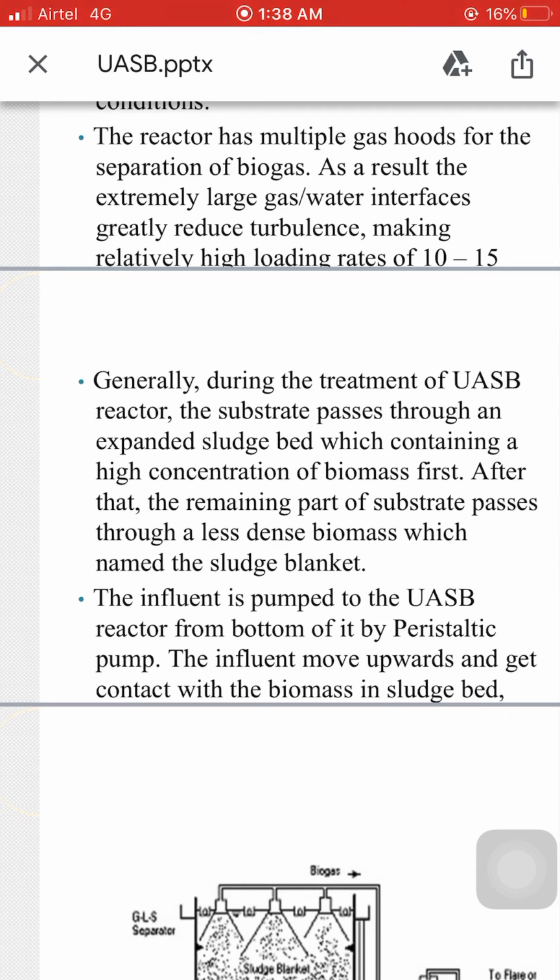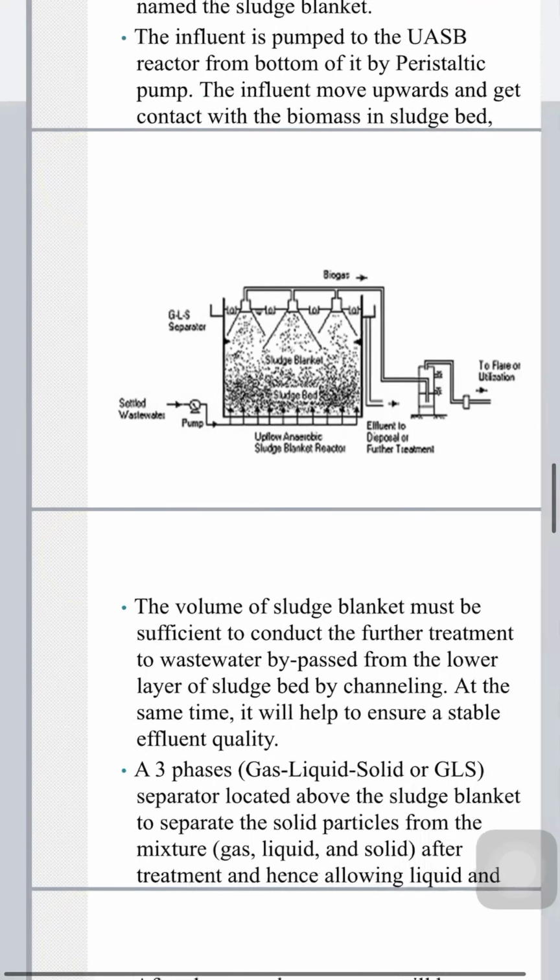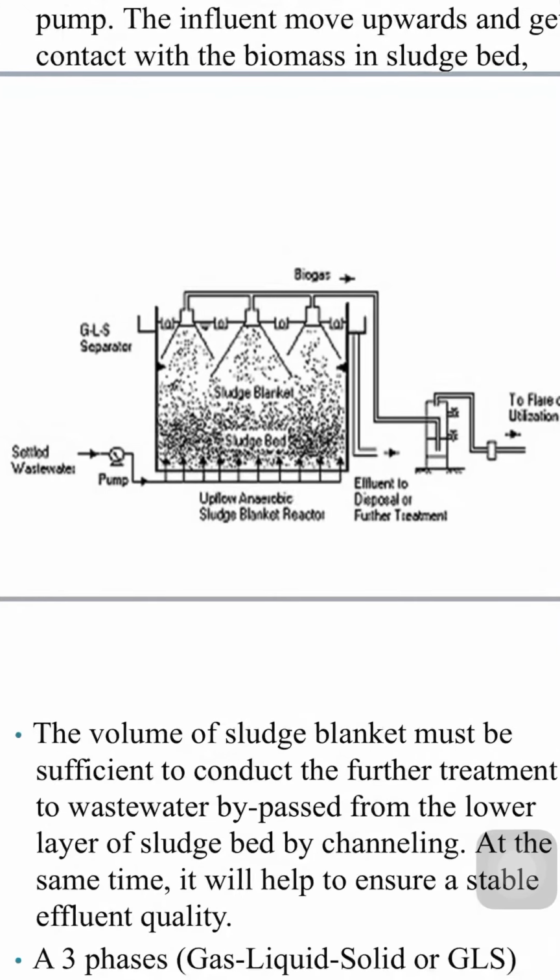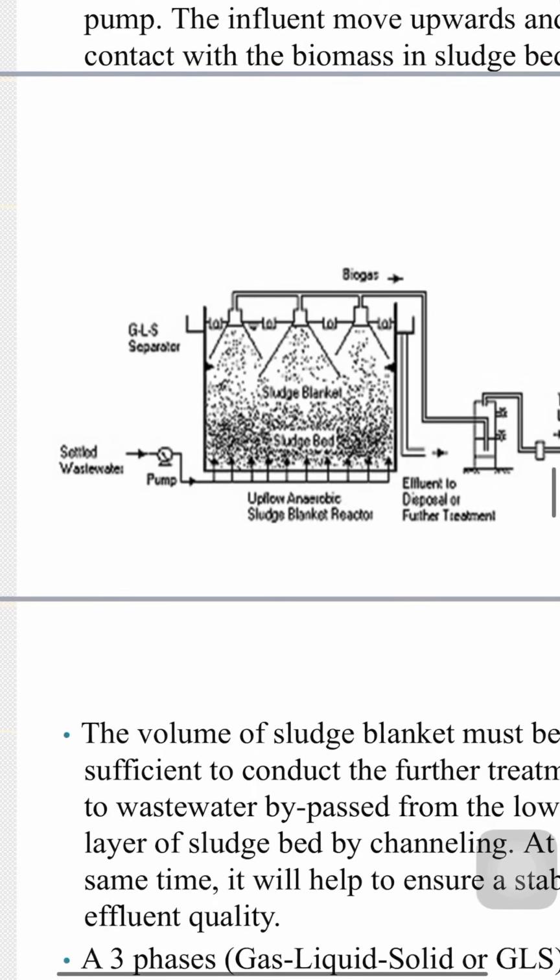The effluent is pumped into the USB reactor from the bottom by a peristaltic pump. The effluent moves upward and contacts the biomass in the sludge bed, then continues to move upward and reacts with the biomass again in the sludge blanket, which has a lower concentration of biomass compared with the sludge bed below. So this figure clearly shows how it works.